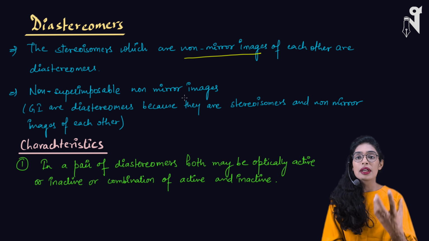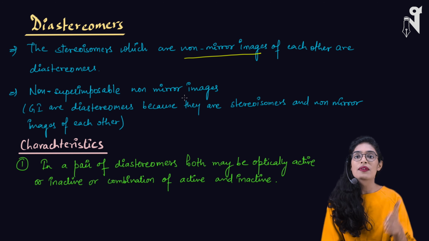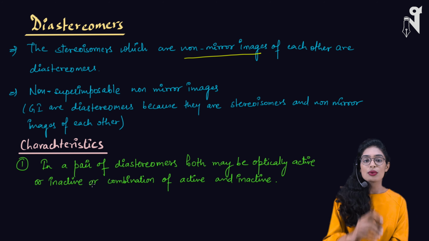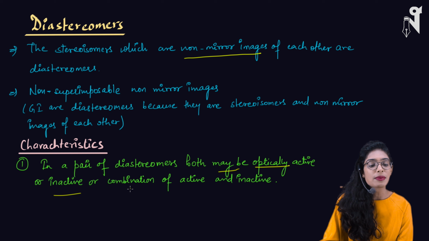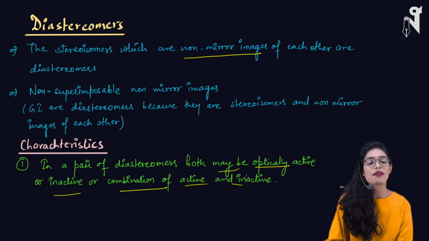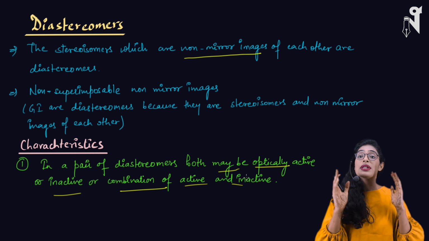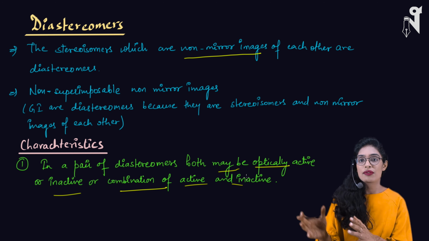I think you will be able to understand the theory, but you won't be able to relate much. So we will see the questions and understand what exactly we are trying to say. Before that, we'll see the characteristics of diastereomers. The first characteristic is that in a pair of diastereomers, both may be optically active, inactive, or a combination of active and inactive. This is what I just told you: optical activity is not mandatory for a pair of diastereomers.